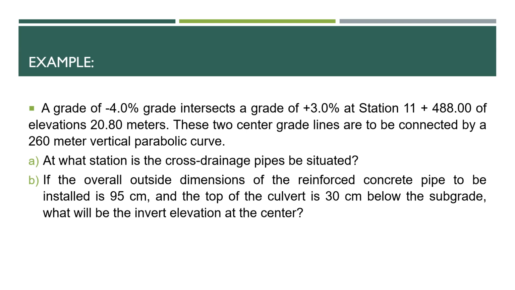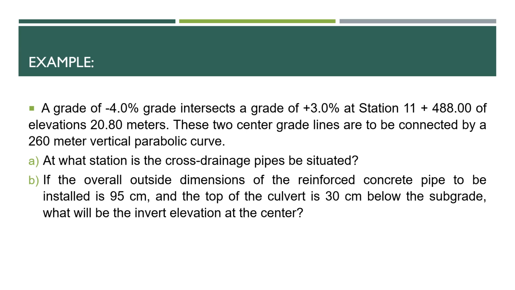A grade of negative 4% intersects a grade of 3% at station 11 plus 488 at elevation 20.8 meters, which means that point is the point of intersection. These two center grade lines are to be connected by a 260-meter vertical parabolic curve. At what station is the cross drainage pipe B situated?